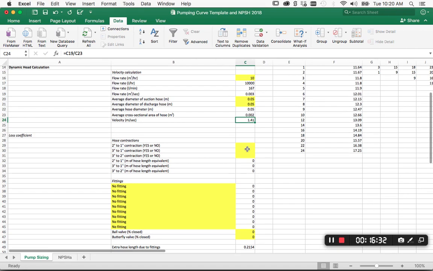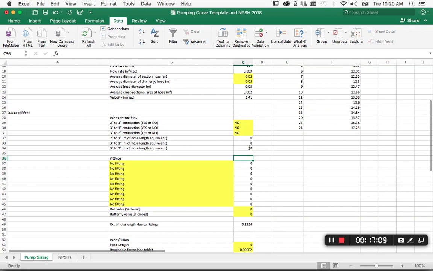Then it asks us, do we actually have any contractions of the hose? So sometimes you jam 2 different types of hose together and they might be different diameter. That actually changes the flow and adds resistance on movement. So it asks you, is there any cases where you go from a 2-inch to a 1-inch, 3-inch to 1-inch, or 3-inch to 2-inch? You can either put no or yes. If I put a yes in there, it actually says that adds effectively 1.5 meters of extra hose length to this transfer in terms of resistance. But we don't have that. Let's just say we have no contractions. Then it asks for fittings.